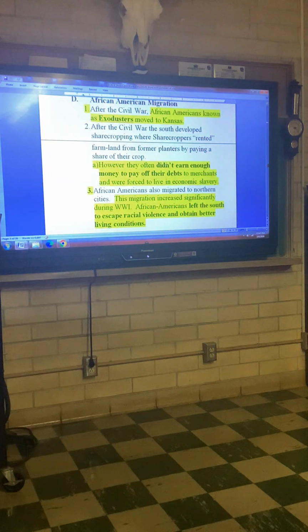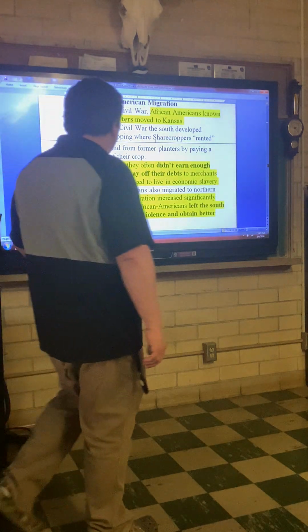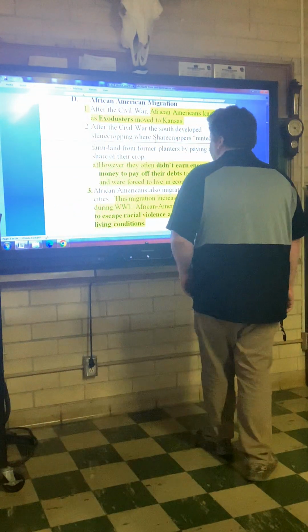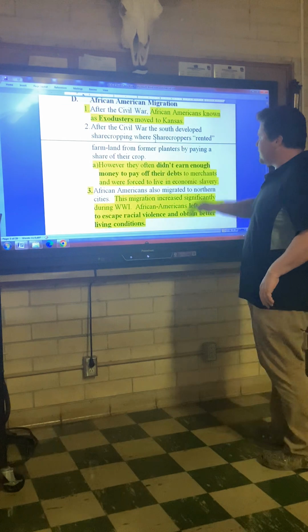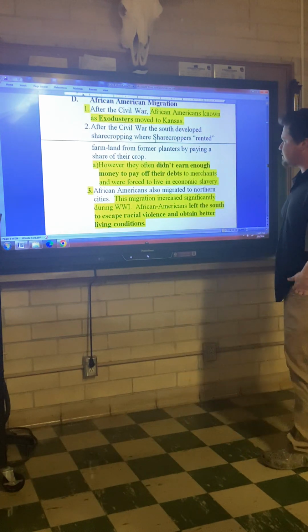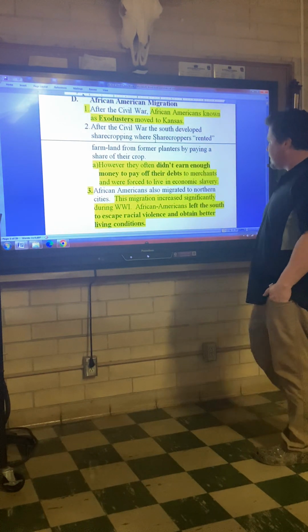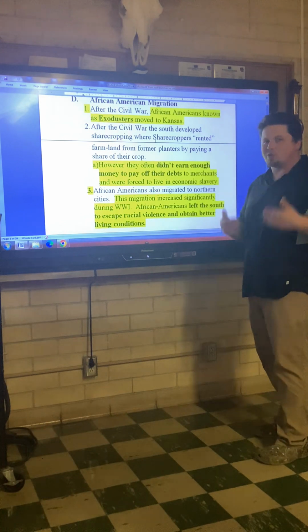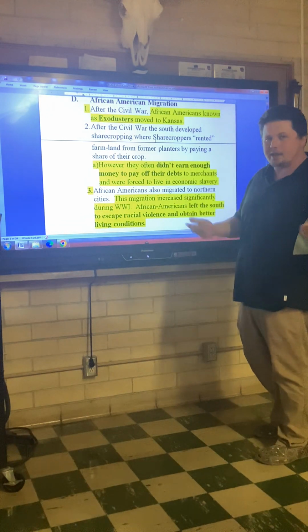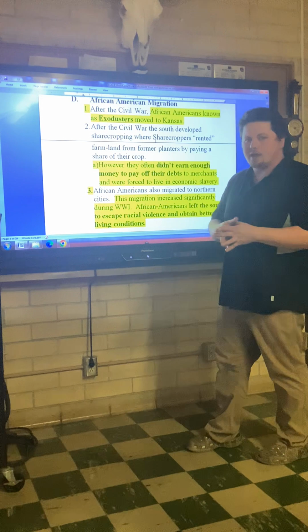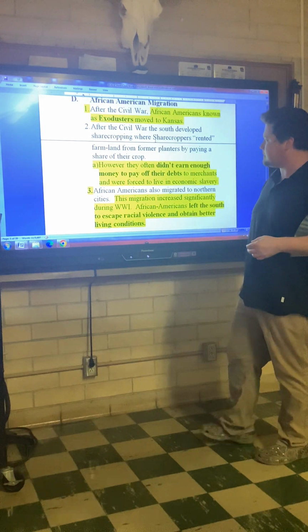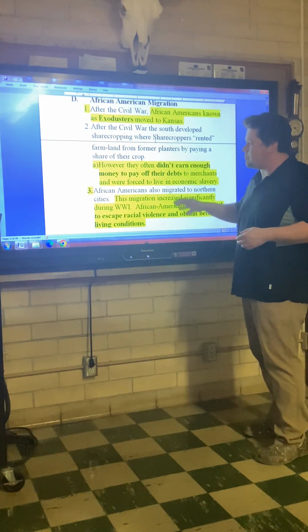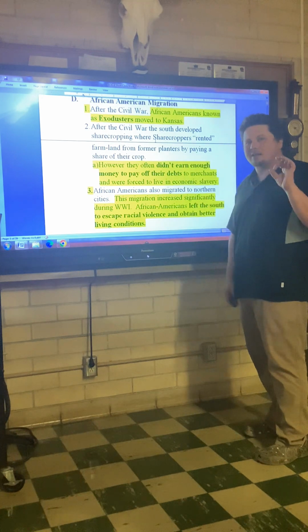After the Civil War, the South developed sharecropping, where sharecroppers rented the farmland from former planters by paying a share of the crop. However, they often didn't earn enough money to pay off their debts to the landowner, and so they basically sold themselves unwittingly back into slavery. This is a very evil system where black people became slaves again, not by law, but de facto.